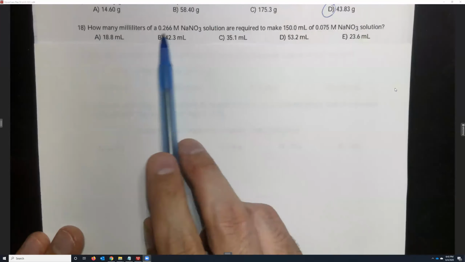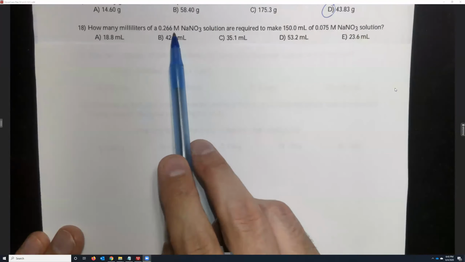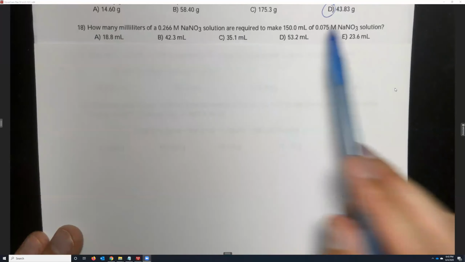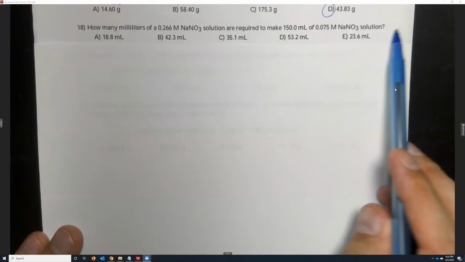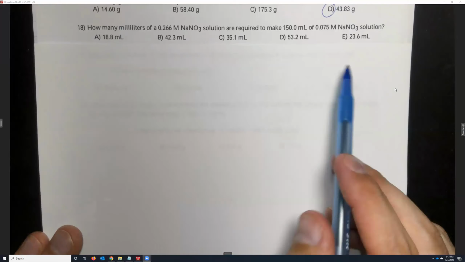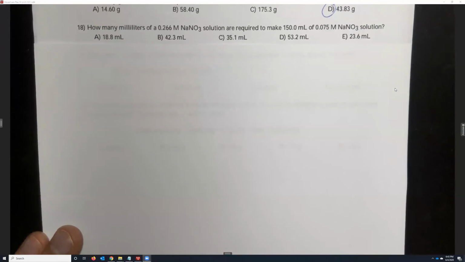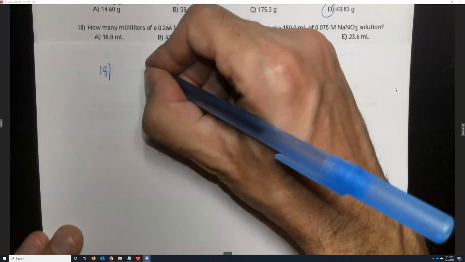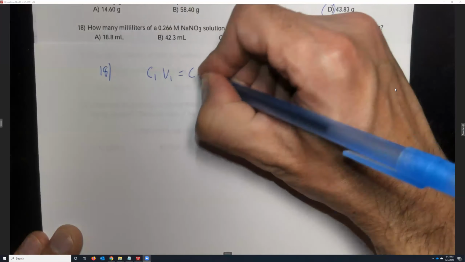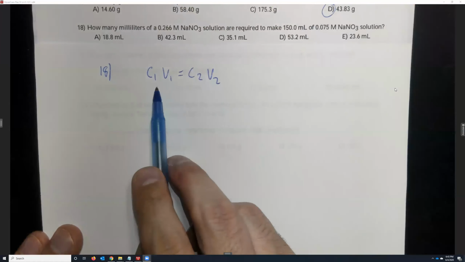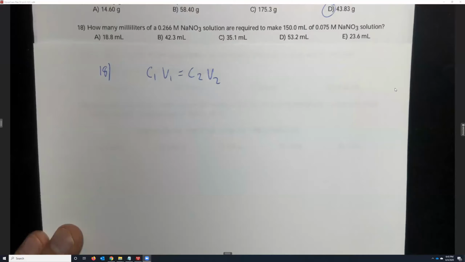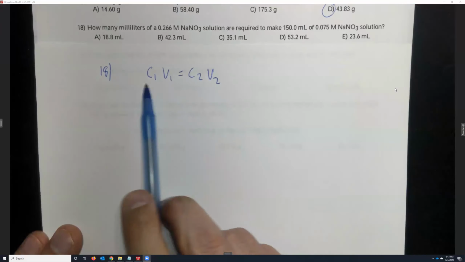It says, how many milliliters of a 0.266 molar NaNO3, sodium nitrate, solution are required to make 150 milliliters of a 0.075 molar sodium nitrate solution? Here we have a more concentrated solution, and we're forming it into a less concentrated solution. This is a dilution. To do a dilution, we need to use the dilution equation, which is C1V1 equals C2V2. Some of you may have learned it as M1V1 equals M2V2. It's the same thing. C stands for concentration. Molarity is a specific unit of concentration. It works for concentrations other than molarity, so I like this one better.